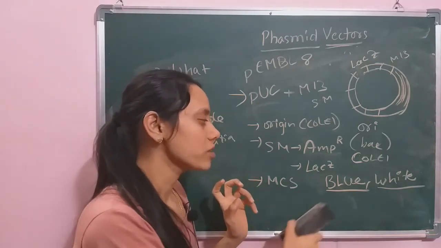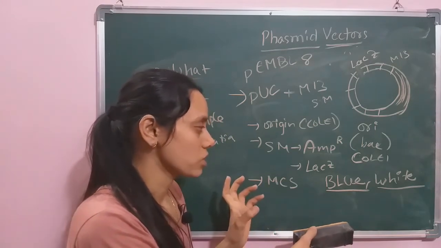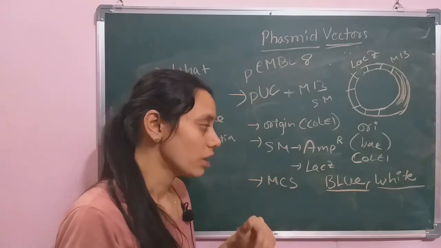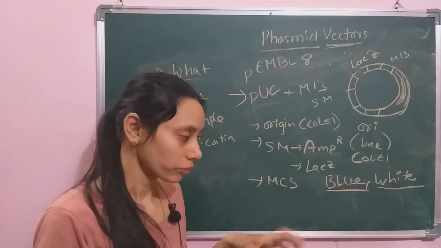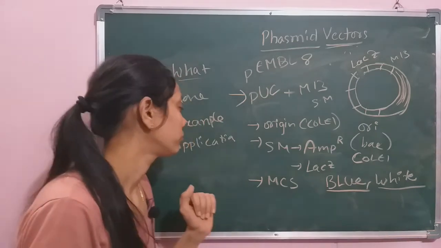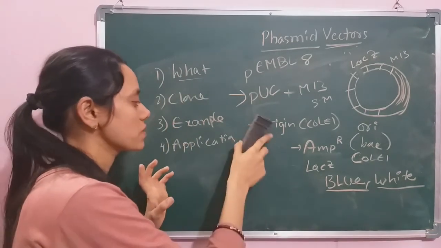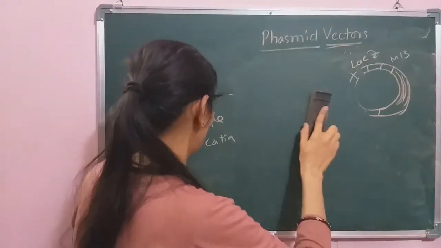So from that plaque, a blue plaque indicates non-recombinant viral infection, and a white plaque indicates bacterial cells infected with recombinant viruses. So that is the basic idea of the phasmid vectors.